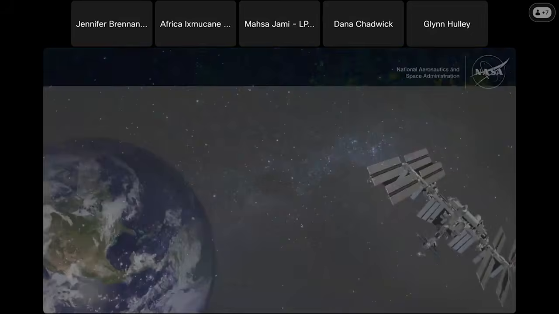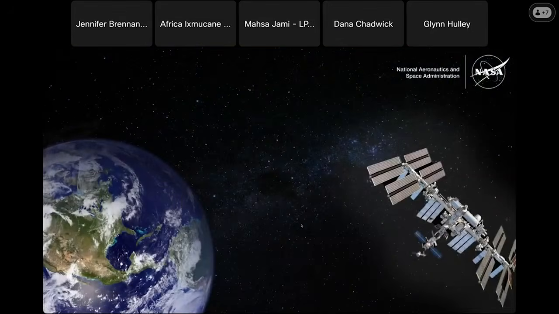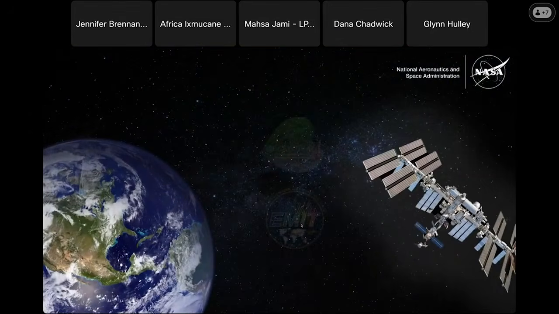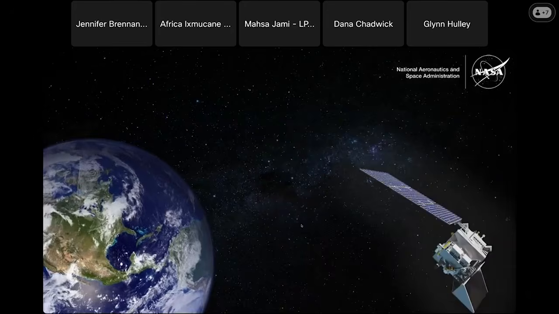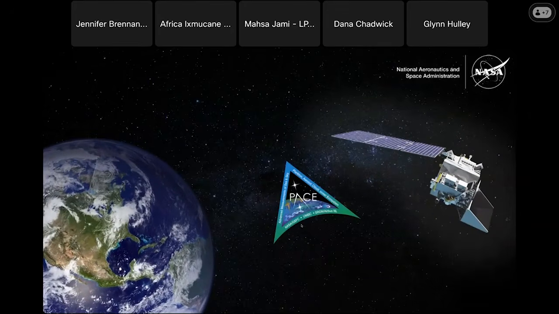And just to highlight again the missions that we will deal with, we will be working with data from ECOSTRESS, which are the thermal measurements. This is a sensor on the International Space Station, and also with EMIT datasets, which is also on the International Space Station. And then we will also work with PACE OCI, the Ocean Color Instrument on the PACE mission, and that is its own satellite.